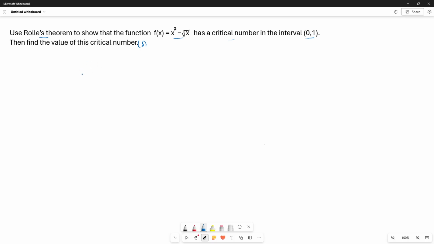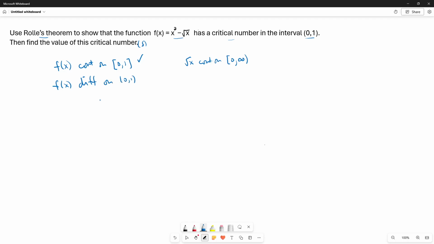Rolle's theorem. In order to use that theorem, the function f of x must be continuous on the closed interval from 0 to 1. X squared is continuous for all x, and the square root of x is continuous on the closed interval 0 to infinity, closed at 0, so including 0. And the difference of continuous functions is continuous, so this function f of x is continuous on the closed interval from 0 to 1.